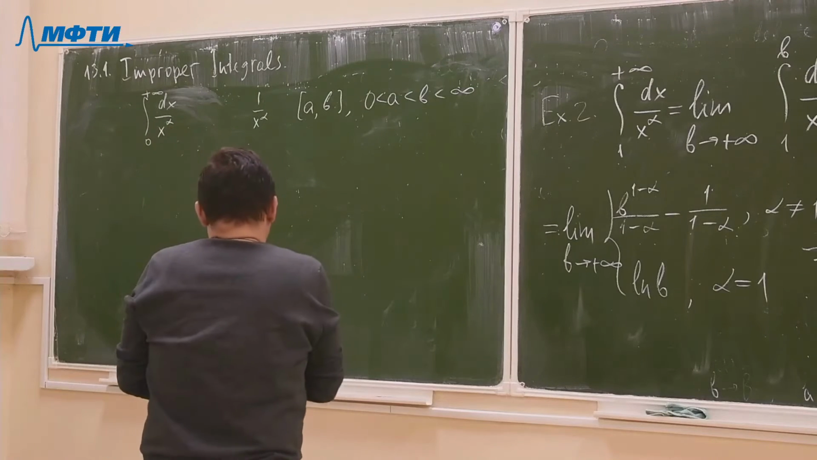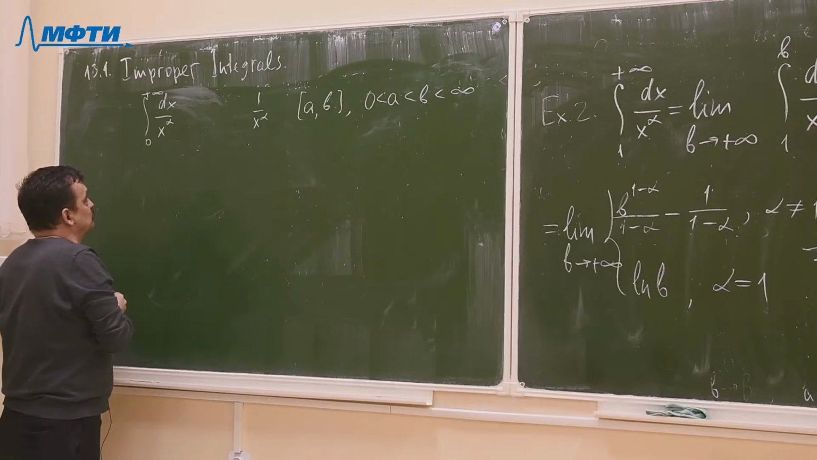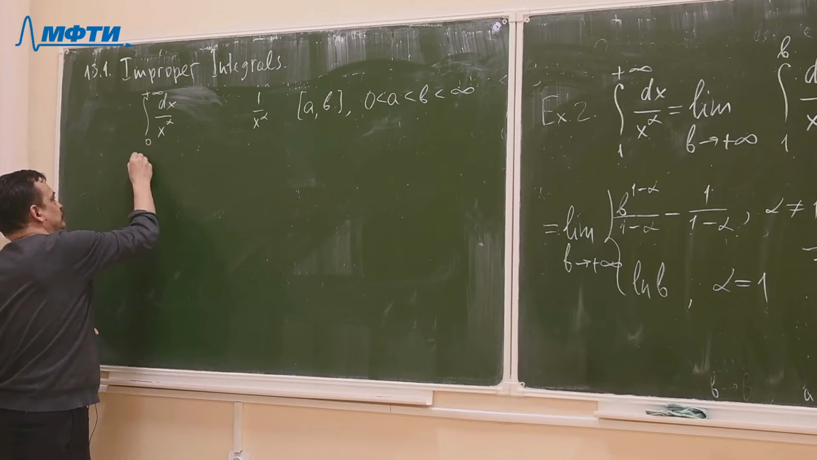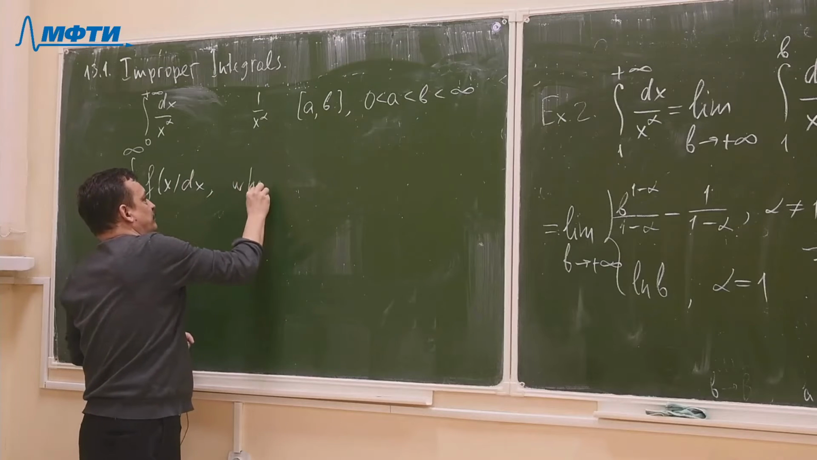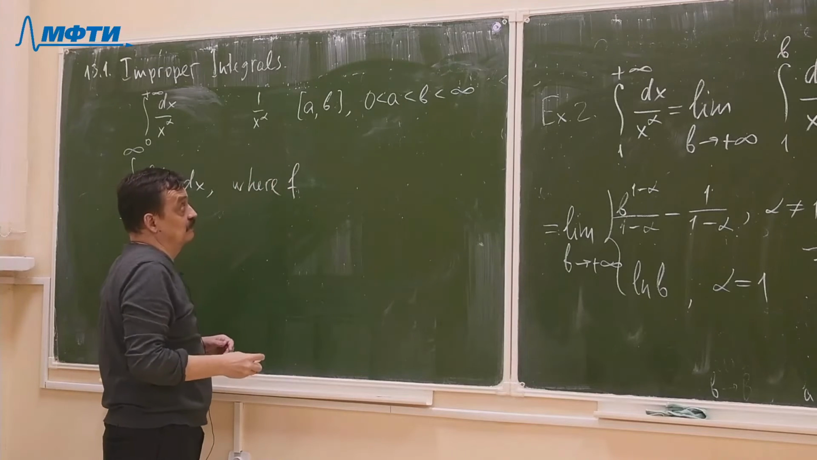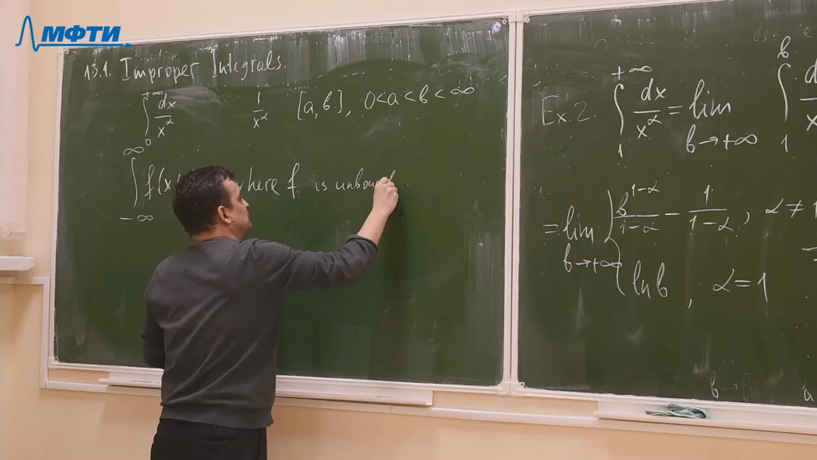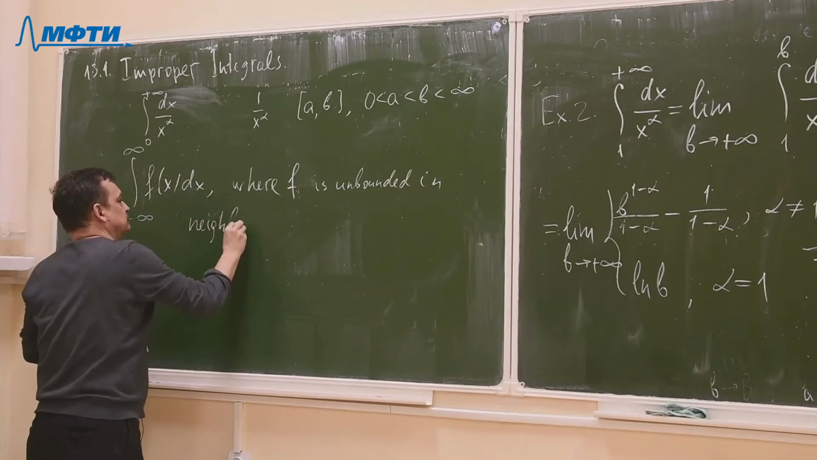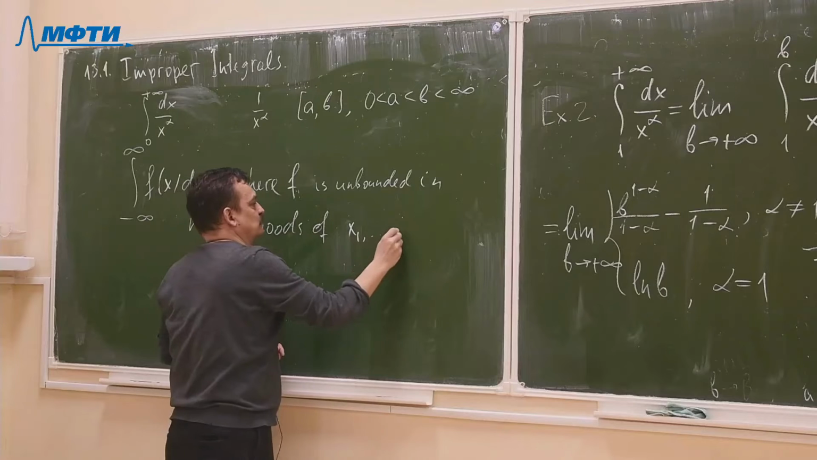Moreover, it may happen in general. So in the most general type of improper integrals, let's say the integral from minus infinity to infinity of f of x dx, where f is unbounded in neighborhoods of, let's say, x1, and so on, xm.